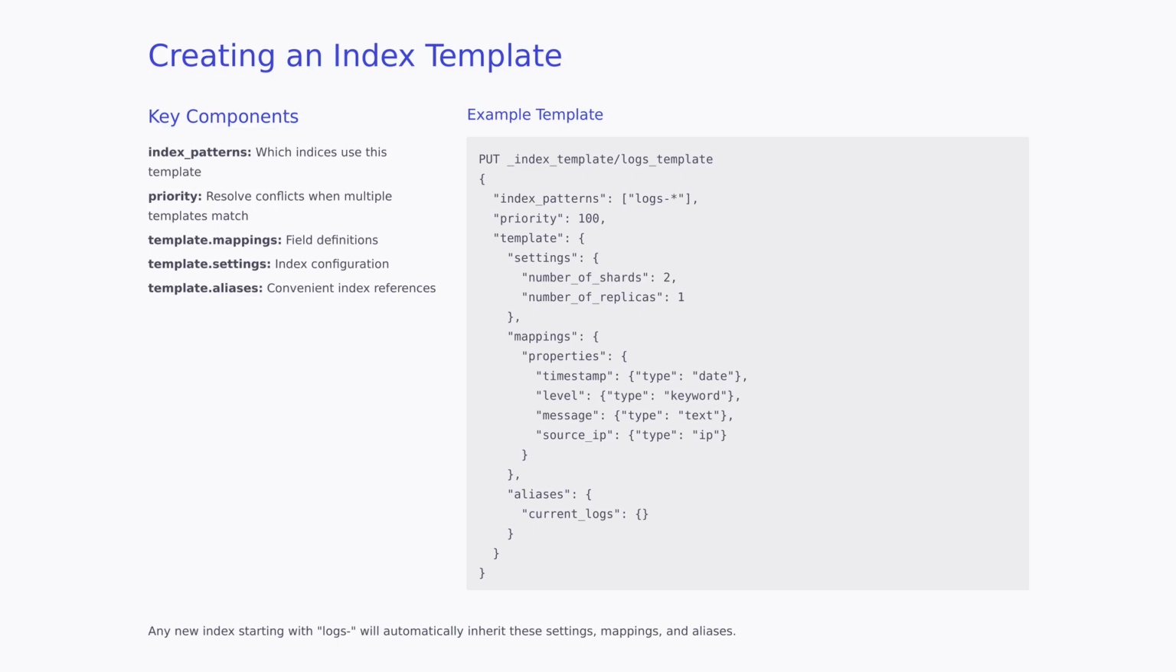Ever wondered how to create a powerful index template in Elasticsearch? Let's dive into the key components. The index_patterns specify which indices will use this template. Priority comes into play when resolving conflicts among multiple templates. Template mappings define field definitions, while settings configure the index. Additionally, aliases provide convenient index references. For example, by defining a template for logs-*, any new index starting with logs- will automatically adopt these specified settings, mappings, and aliases. This streamlined approach ensures consistency and efficiency in managing indices.